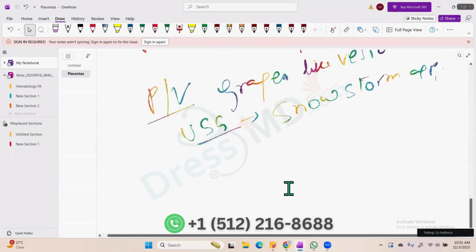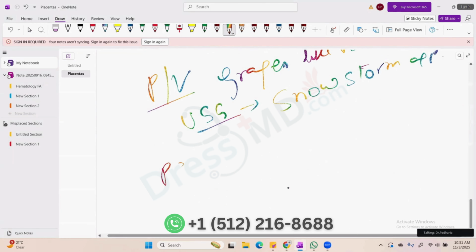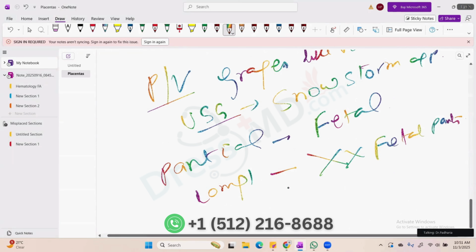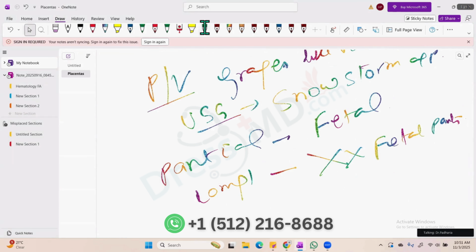Okay, so they have the partial mole, and they have the complete mole. How will you know if it's a partial or complete mole? In partial mole, you see the fetal parts, and in complete mole, you do not see the fetal parts. Clear? Sri, seeing all of you, did everyone get it, guys? Yes. Perfect.